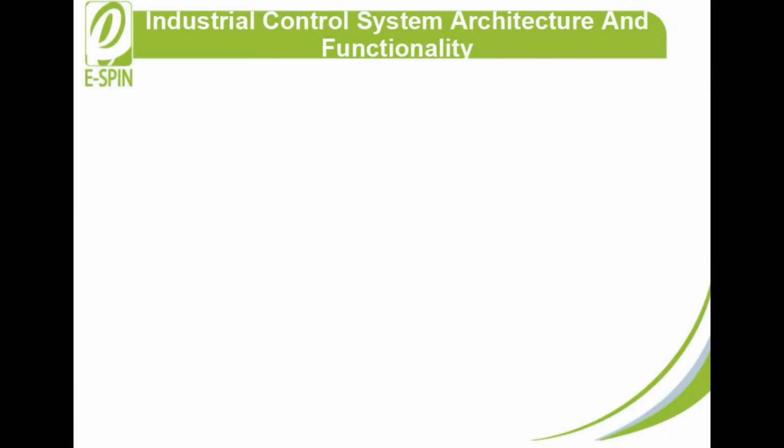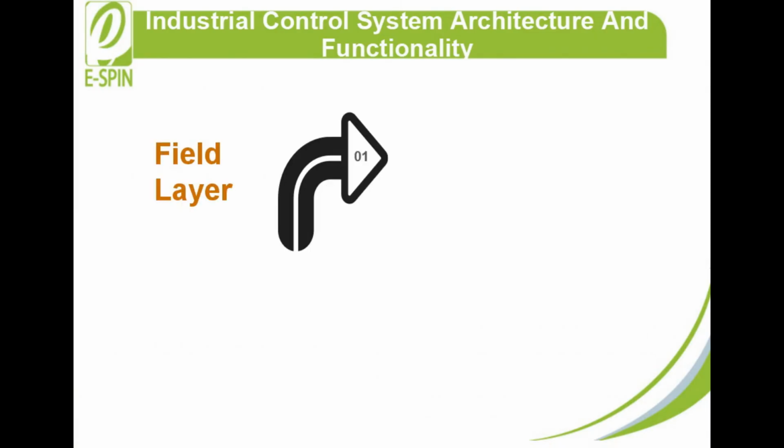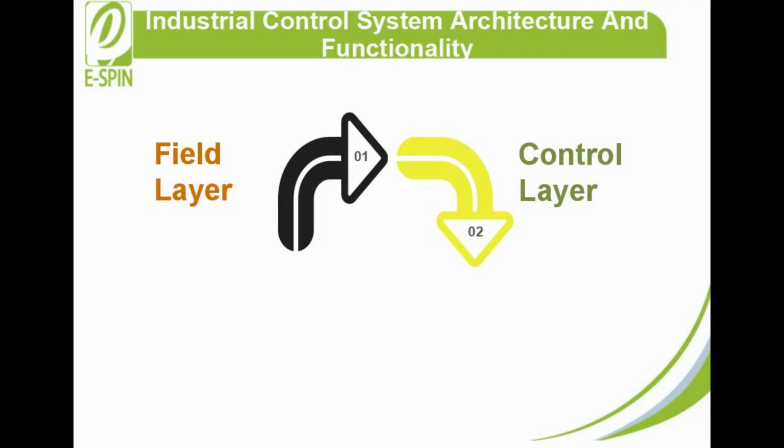Industrial Control System Architecture and Functionality. 1. Field layer, comprises sensors, actuators, and field devices that interact directly with physical processes. These devices collect data and execute commands. 2. Control layer, receives data from the field layer and makes real-time decisions to adjust parameters. This layer ensures the automation of industrial processes.